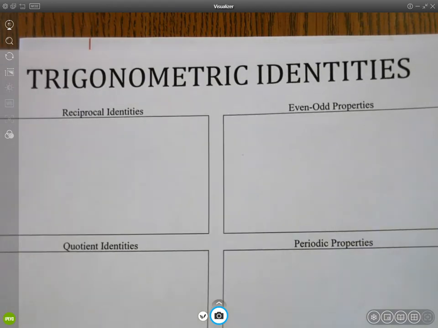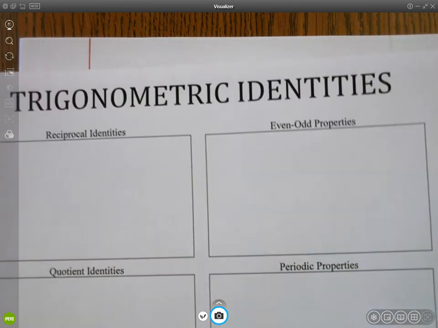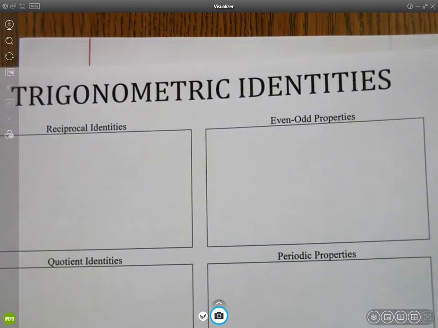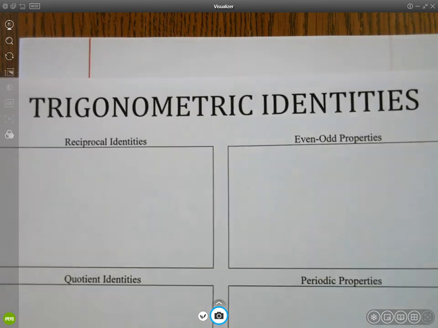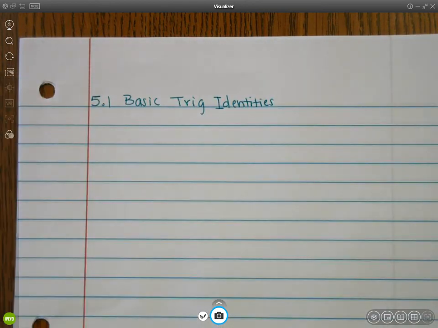I'm going to be writing on here and on my own paper because I want you to see where some of these identities are coming from. All right, so if you have glue and scissors and all that stuff at home, you can cut out the little number 5 tab and start your chapter 5 in your composition book. And then section 1 is on basic trig identities.